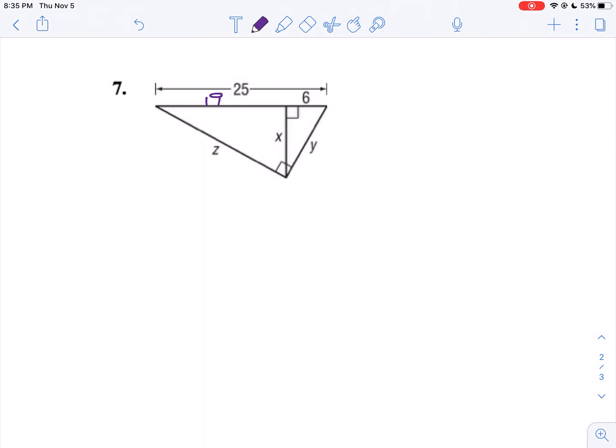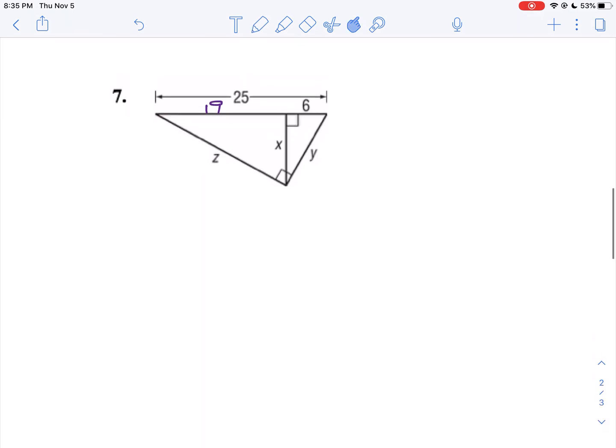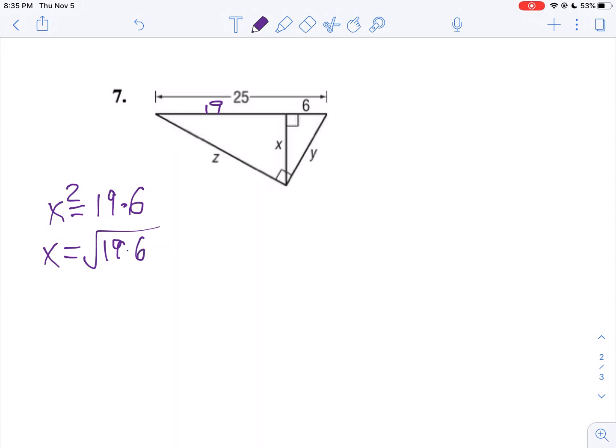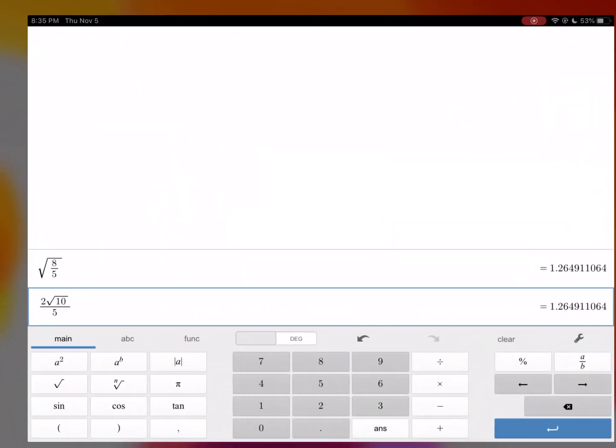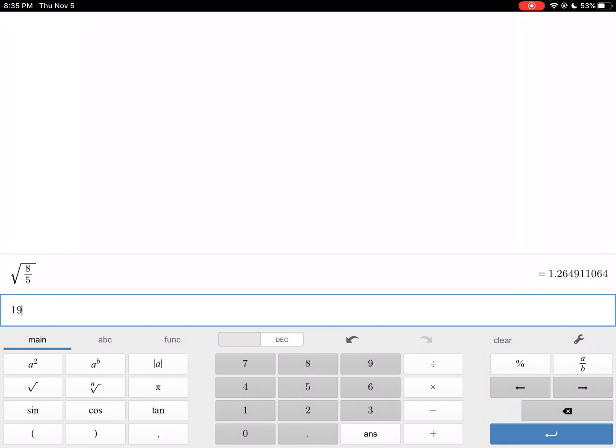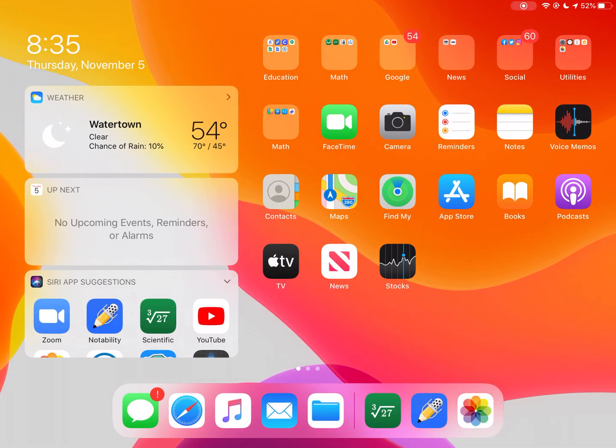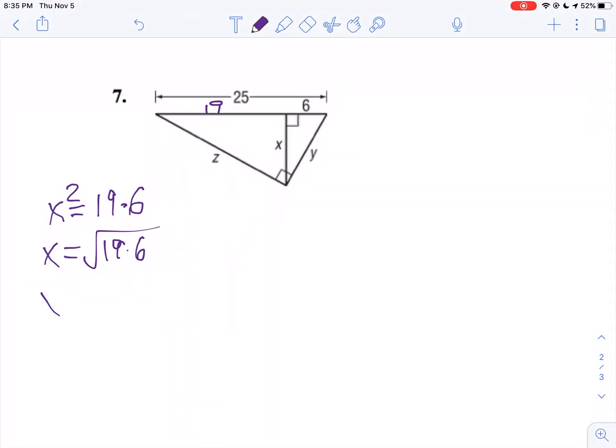Then, off of our theorem from our seminar, we know the height, x, is the geometric mean between the parts of the hypotenuse. In other words, x squared equals 19 times 6. I always like to write the geometric mean as squared, but we could also say it's the square root of 19 times 6. Well, let's take 19 times 6 in our calculator. And we get 114. So x is the square root of 114.